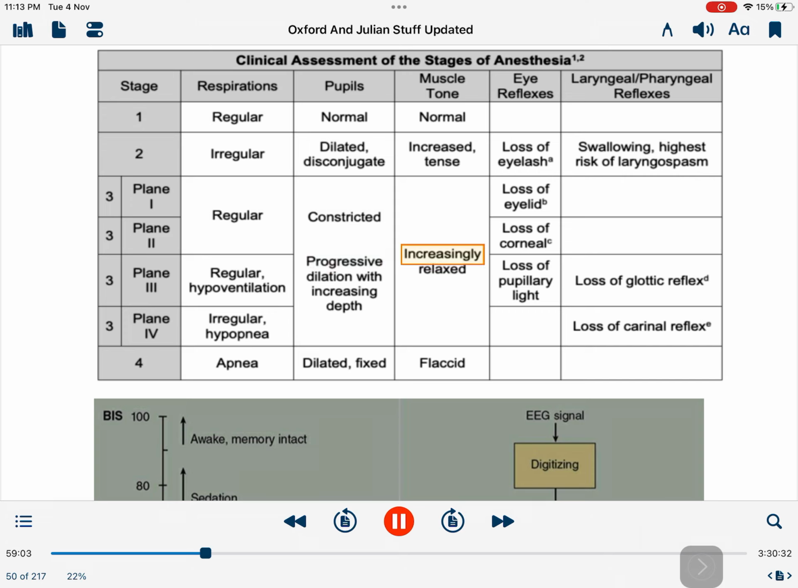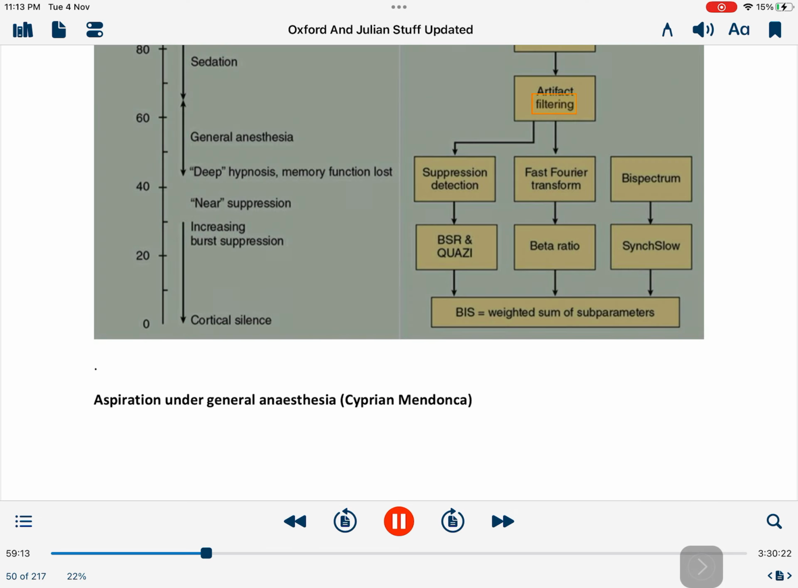Dilated, fixed, increasingly relaxed, loss of glottic reflex, loss of carinal reflex, flaccid. BIS 100, EEG signal, awake, memory intact, digitizing. 80, sedation, artifact filtering, fast Fourier transform, beta ratio. 60, general anesthesia, deep hypnosis, memory function lost, near suppression, increasing burst suppression, cortical silence. 40, suppression detection, BSR and quasi, BIS equals weighted sum of subparameters, bispectrum. 20, sync slow. 0.